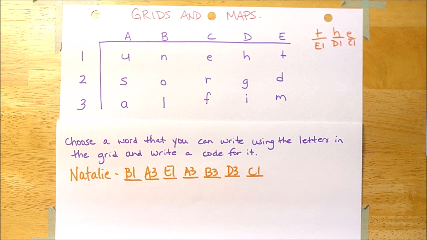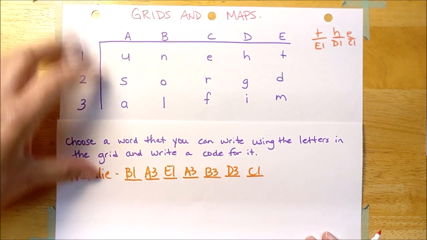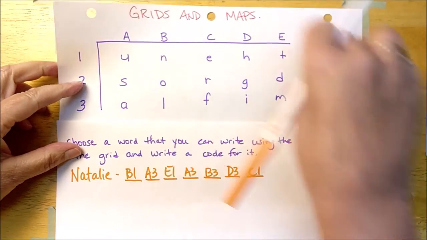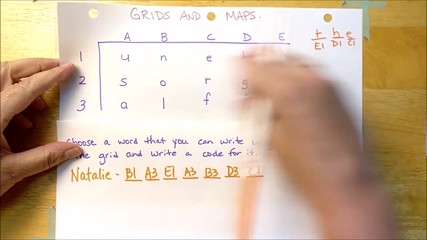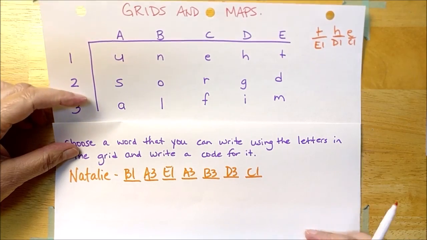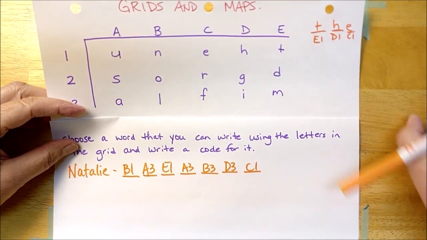So you're going to have to do that today too, but don't pick your name. Pick something more exciting than your name. Okay, so you're going to be receiving a grid that's going to look just like this, except all the letters are going to be different, and you're going to have to do some grid work today.